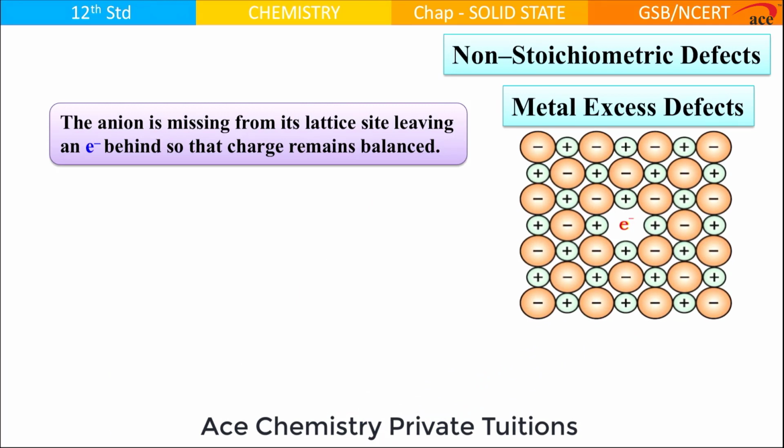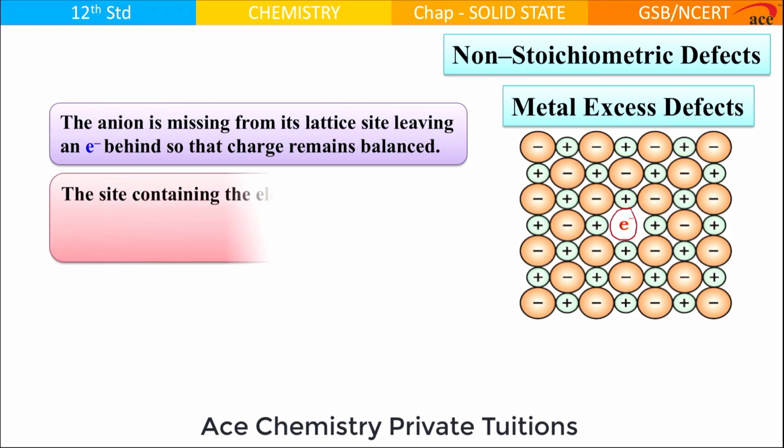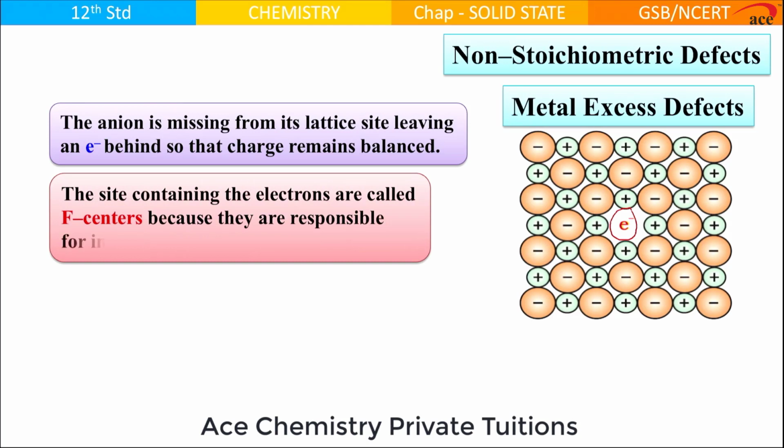Are you able to see in the diagram that an electron is at the place of the anion? The electron is left behind at the place of the anion. That means the anion for us is somewhat lesser. Metal excess defect. Sites containing this electron are called F centers, because they are responsible for imparting color to a crystal.